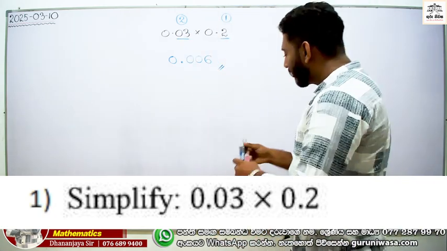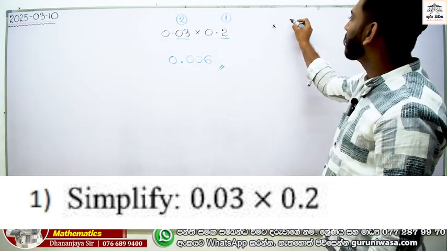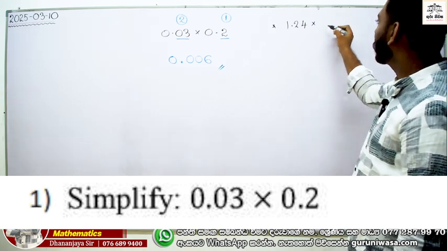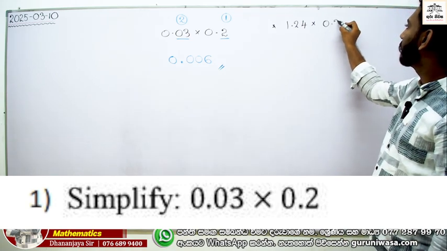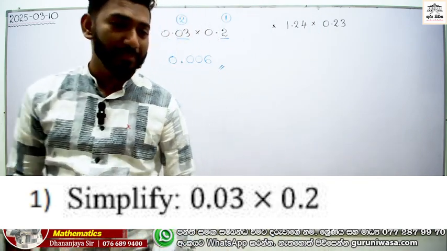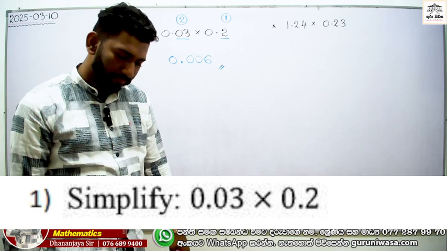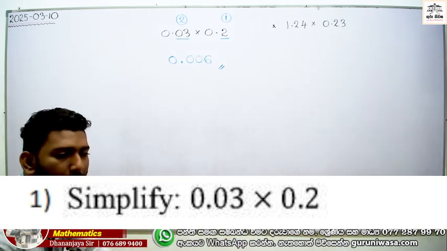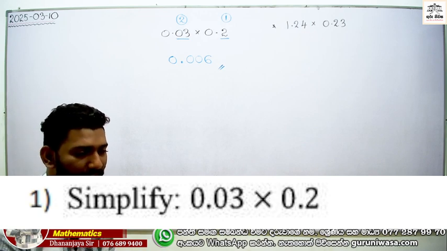Now listen. Now, the next one: 1.24 multiplied by 0.23. Hurry up. Find the answer. 1.24 multiplied by 0.23. Put the answer in the chat, everyone.